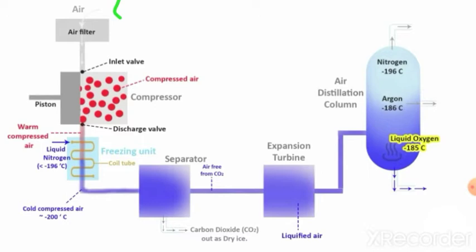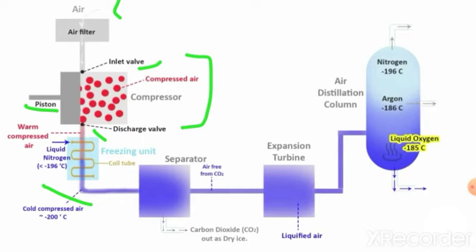Then the filtered air is sent to the compressor. In the compressor there is a piston which will pressurize the air. When the piston pressurizes the air, the air gets warmed up, because the molecules come closer to one another. The air which we get from the discharge valve will definitely be warmer than the air entering the compressor via the inlet valve. Then the air passes to a freezing unit.